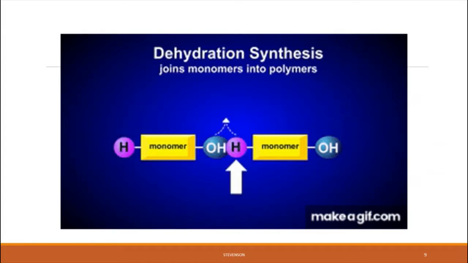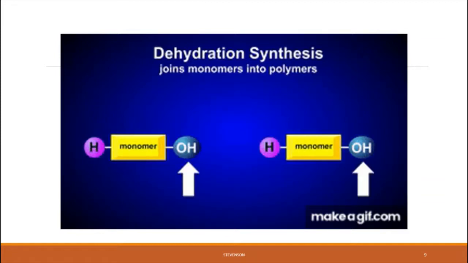The monomers come together. The two hydrogens and oxygen are bonded to form a water molecule, which leaves, and when that water molecule leaves, it seals together a bond between those adjacent monomers, and now they've linked together into a small polymer.